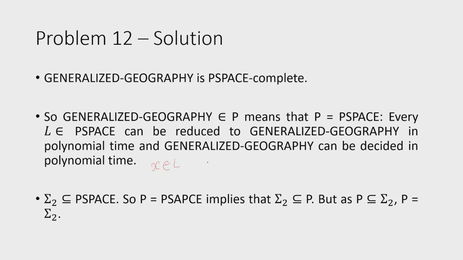what we do know is the following. There exists a polynomial time computable function f so that x is in L if and only if f of x is in generalized geography, and f is polynomial time computable. So what we'll do is the following. Given x, we would first compute f of x, and then since generalized geography is in P, we would check if f of x is in generalized geography or not in polynomial time. And basically this would tell us whether x is in L or not in polynomial time.